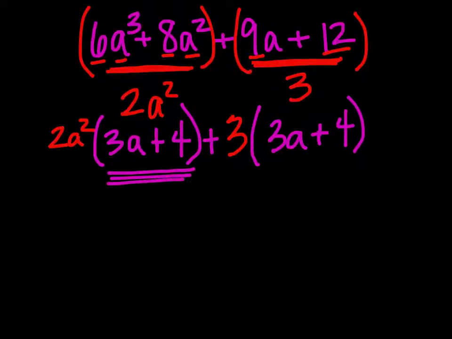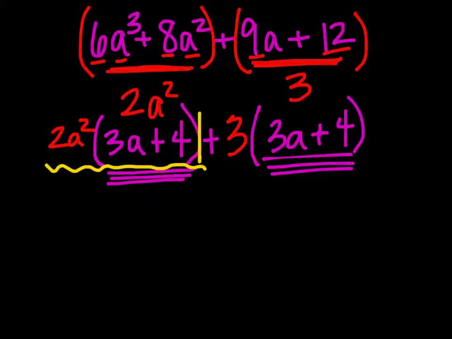So now I'm looking for my new GCF. My new greatest common factor is this binomial 3a plus 4. It's in both of these terms. So this is now a term because everything's multiplying. The only addition sign that really matters is this one right here, because the addition sign is separating two multiplications of a number times a binomial and a number times a binomial.